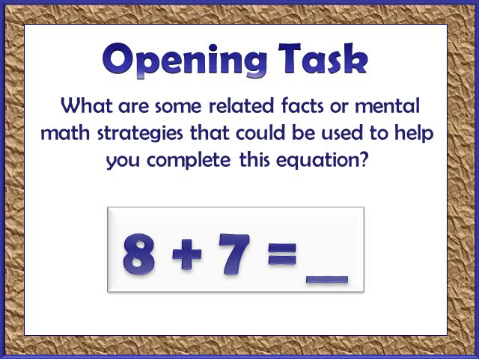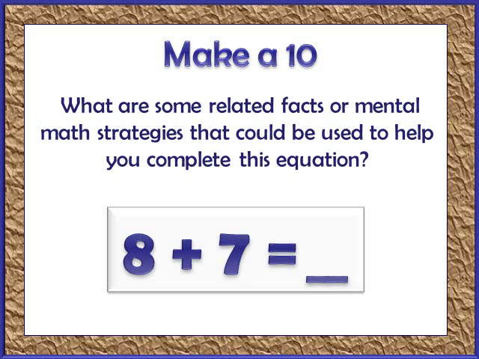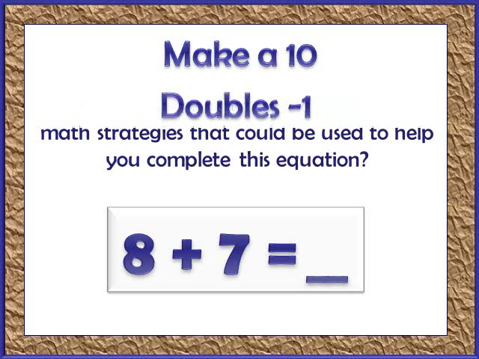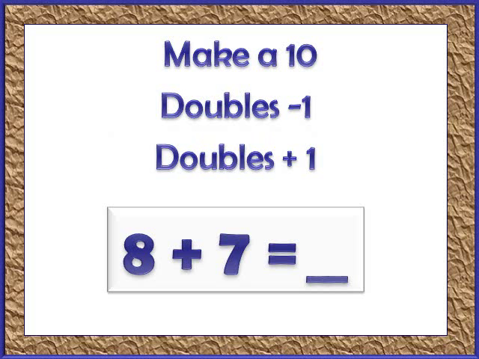Hopefully you came up with one or more of these mental math strategies. You could make a 10 by saying, okay, if I move 2 over to 8, I can make that 10, and I still need to add 5. That makes 15. You could do doubles, take away 1. So I know 8 plus 8 is 16, and 1 less than that would be 15. Or you could do doubles plus 1. Well, I know 7 and 7 make 14, so 1 more than that would be equal to 15. There's a variety of strategies, and understanding a variety of strategies and how we can use these strategies to determine other facts, that's what fluency is.